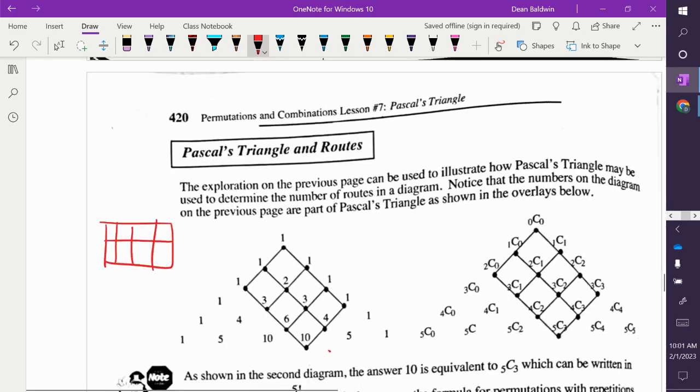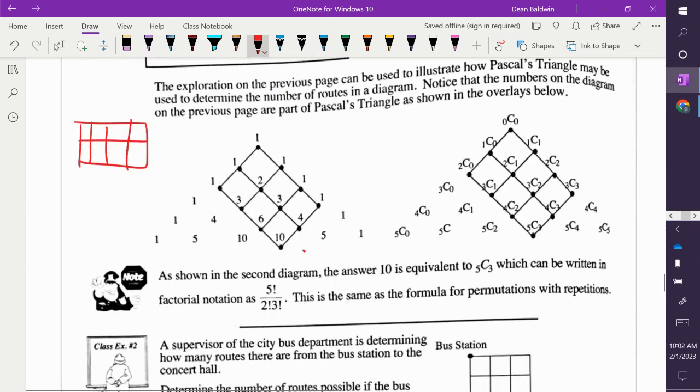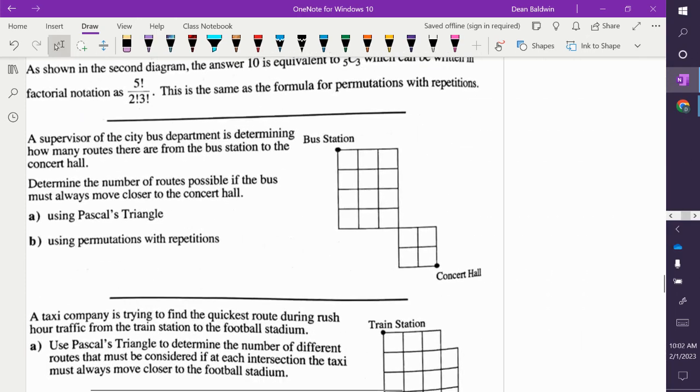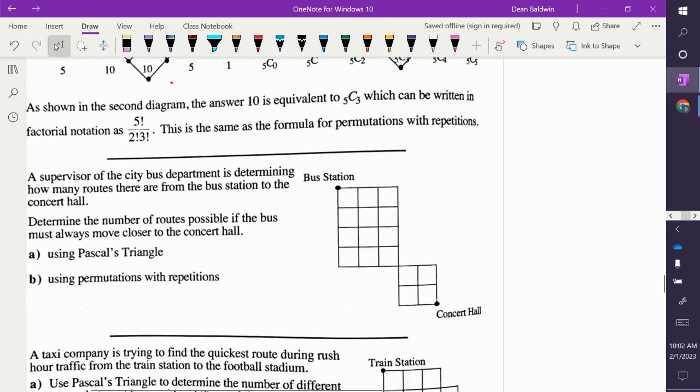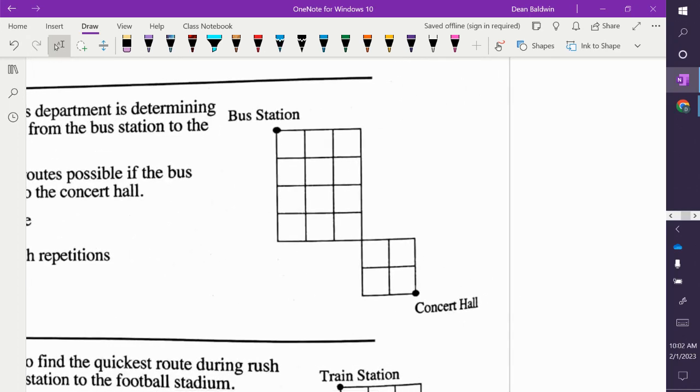So let's do, and that's the same one. They just turned it on its side. You don't have to, though. All right. We're going from the bus station to the concert hall, people. All right. Just treat the first little rectangle by itself. All right. Ones go down the side. Boom, boom, boom. Boom, boom, boom, boom. Okay.